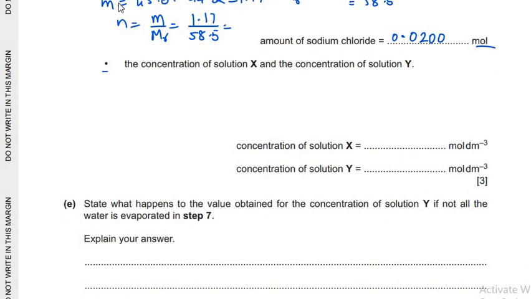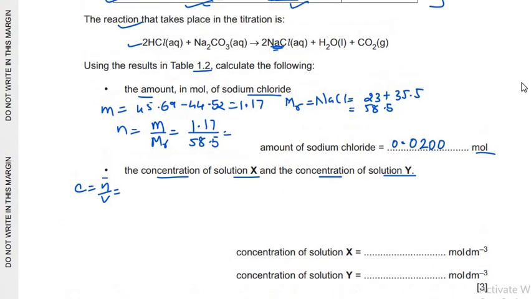So the next question is, calculate the concentration of solution X and the concentration of solution Y. If we are calculating concentration, we need to have moles and the volume, because the formula for concentration is moles divided by volume. Now we have got the moles of sodium chloride. From that we can calculate the moles of solution X, that is HCl. If we look at the equation, there is a ratio of 2:2 moles for both HCl and sodium chloride. So the moles of sodium chloride is equal to the moles of HCl.